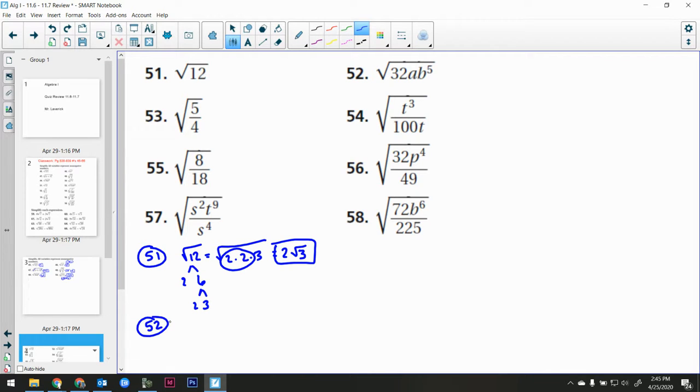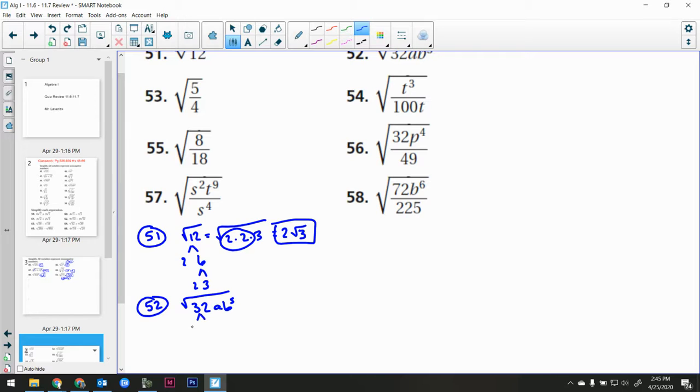52, I'm going to put right here. The square root of 32ab to the fifth. Okay, break down 32. That's 2 and 16, 2 and 8, 2 and 4, 2 and 2. Okay, so that's 1, 2, 3, 4, 5 2's, and then an A, and then 5 B's. 3, 4, 5. Okay, so 1, 2, 1, 2. Okay, so that means our final answer is, now remember that we got 2 2's coming out to make a 4. They multiply outside, 4.